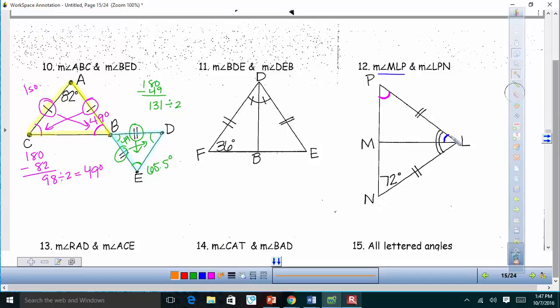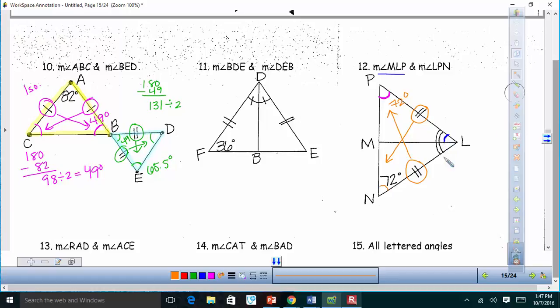Very good. So if we look at this big triangle, it tells me this side and this side are congruent. So that means the angles opposite of them are also congruent. So if angle N is 72, so is angle P. Okay? Now we want to find this little angle up here.